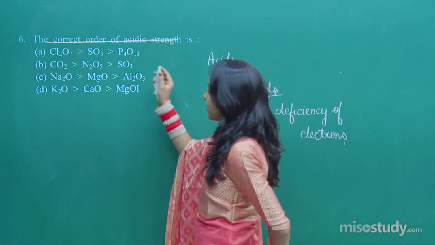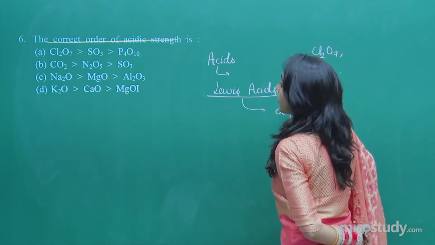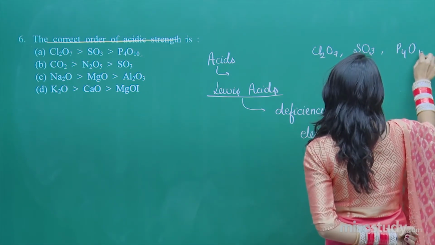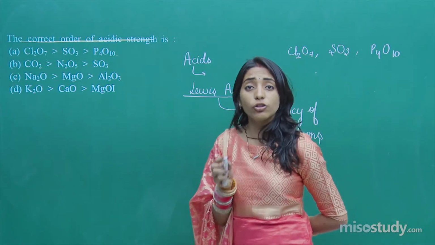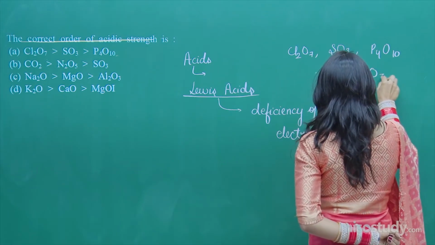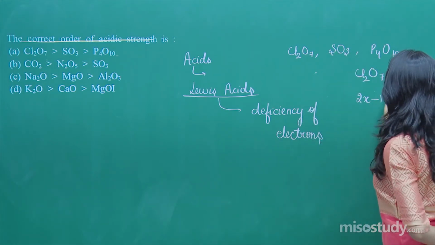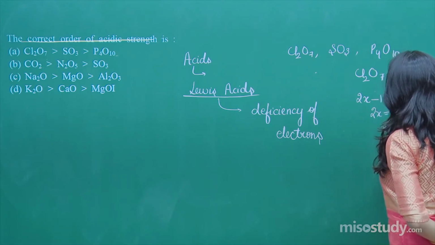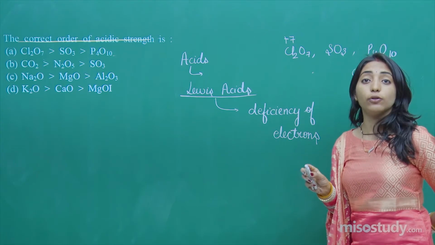Now listen here, let us go for the first option, which is Cl2O7. Then we have SO3, then we have P4O10. So first I'll ask you to do the calculation of oxidation state. So first let us go for Cl2O7. Consider the oxidation state of chlorine as X. So 2x minus 14 is 0. This comes out to be x equal to 7. So chlorine is having +7 oxidation state in the case of Cl2O7.